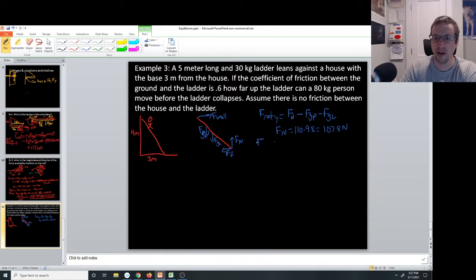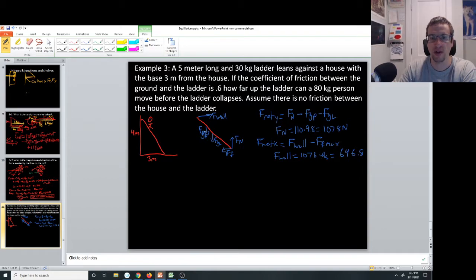And then we get to F net X, which is F wall minus force of friction. And this is a force of friction max, right? This is the static maximum. So F wall equals 1078 times mu s, which is, it turns out, 646.8 newtons.